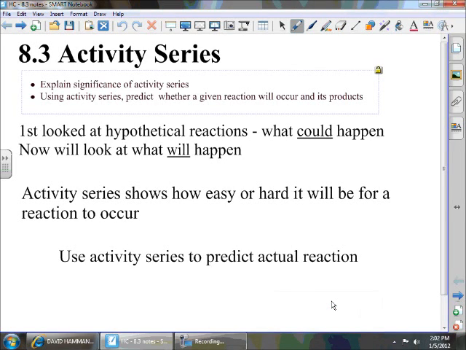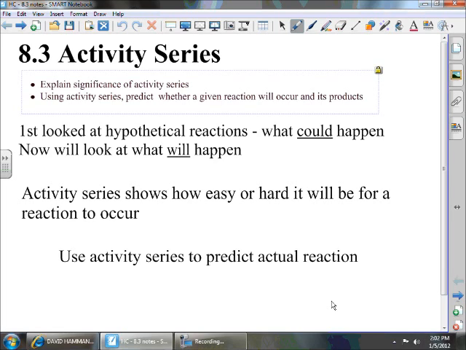In today's lesson, we will be looking at the chemical activity series of metals. Two goals that we're going to get out of this lesson are, number one, explain the significance of the activity series. What does it really tell us? What does it do? And then number two, be able to predict whether or not a given reaction will occur and its products.